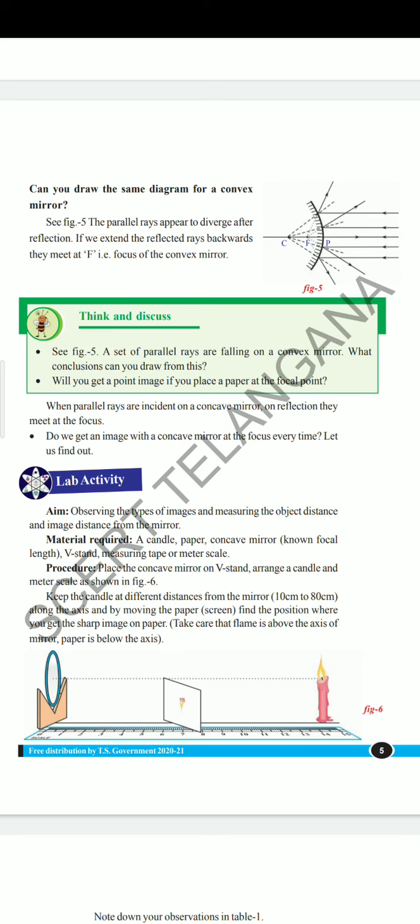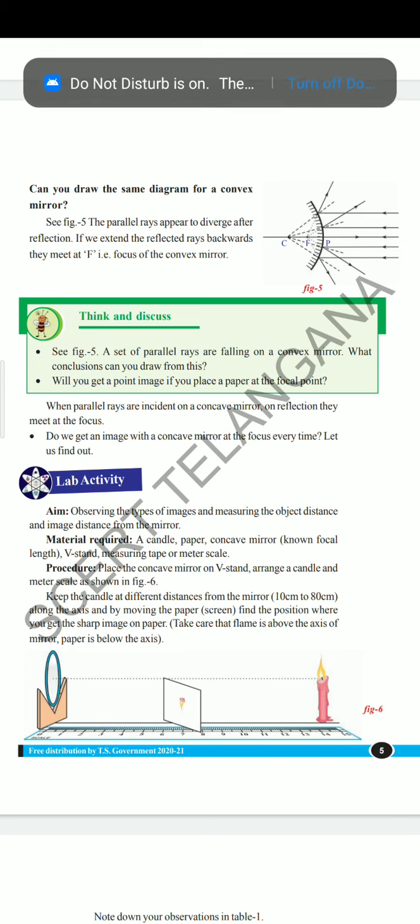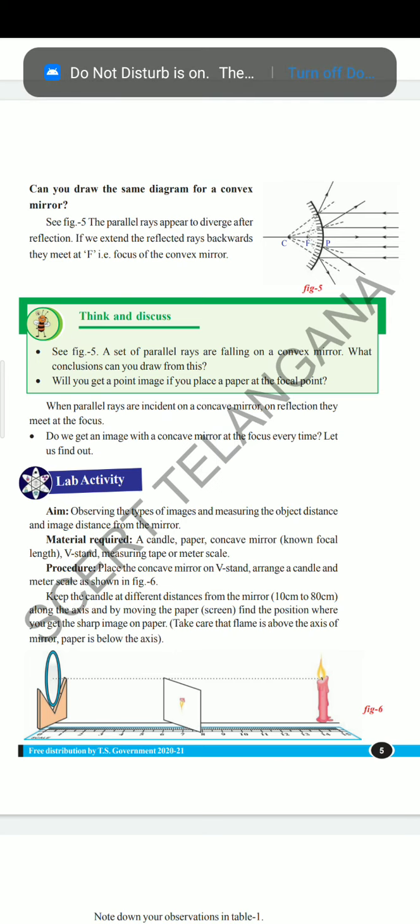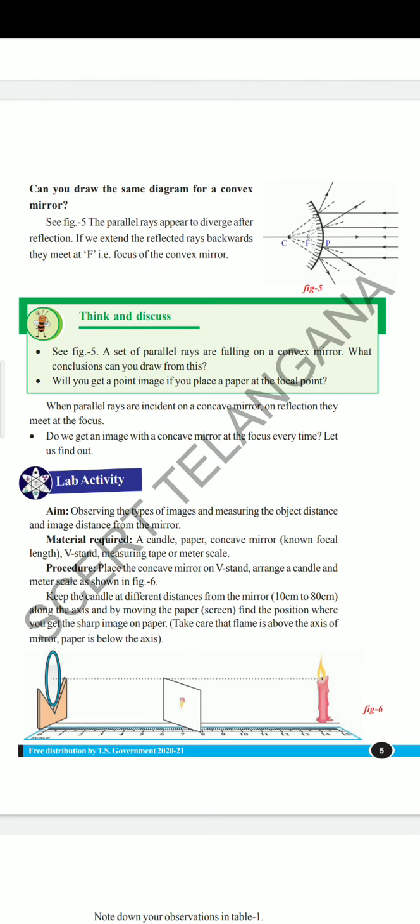When parallel rays are incident on a concave mirror, on reflection they meet at the focus. Do we get an image with a concave mirror at the focus every time? Let us find out. Lab activity. Aim: observing the types of images and measuring the object distance and image distance from the mirror. Material required: a candle, paper, concave mirror of known focal length, V-stand, measuring tape or meter scale.